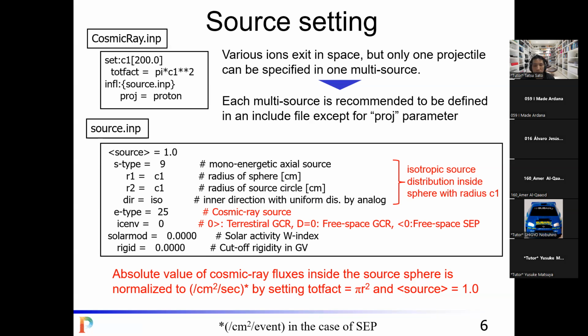To do that, you have to set the dose parameter to pi r squared, where r is the radius of the sphere, and the source parameter should be 1, even if you define several multi-sources.